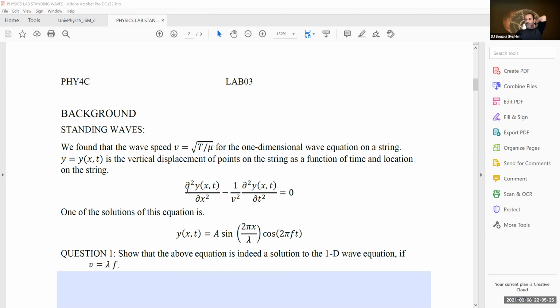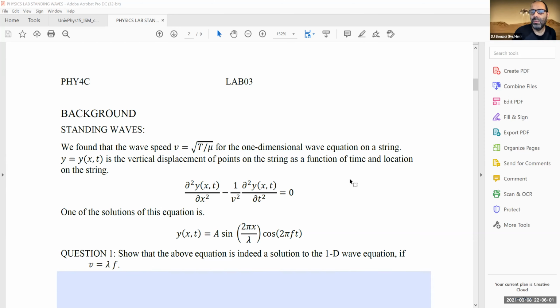Hopefully you have seen so many partials so far that this doesn't scare you as much, because it's just the derivative with respect to one variable when the other one is constant. This displacement here on the string can go up and down in time at any given point, but the behavior of the waves travels from point to point. So there is a spatial dependency and a temporal dependency expressed by this displacement in the y direction, with respect to the length of the string and also the time, okay?